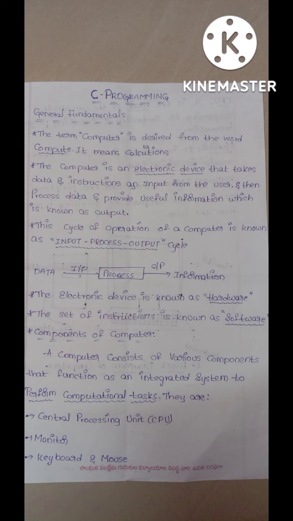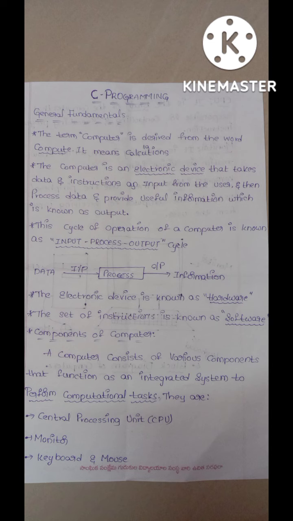Okay, and one more thing we have to discuss: the electronic device is known as hardware. Hardware means the things which we can touch, feel, etc. In a computer, the monitor, mouse and printer are all hardware, meaning we can touch and feel them. And the set of instructions is known as software, meaning the whole input-process flow depends upon the software, the set of instructions which you are giving to the computer.